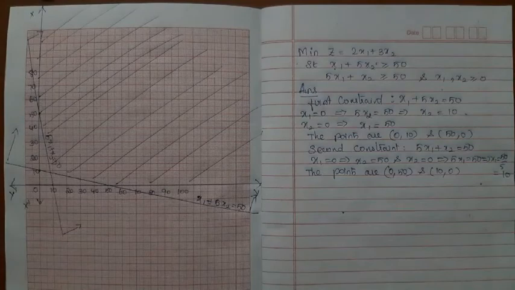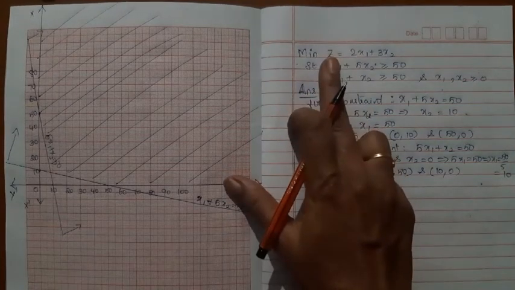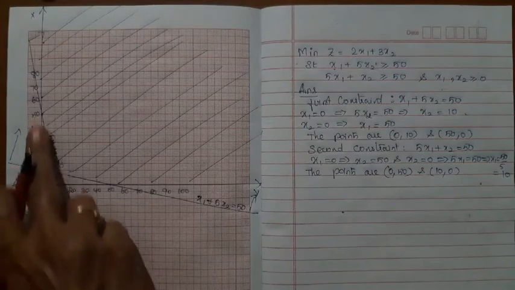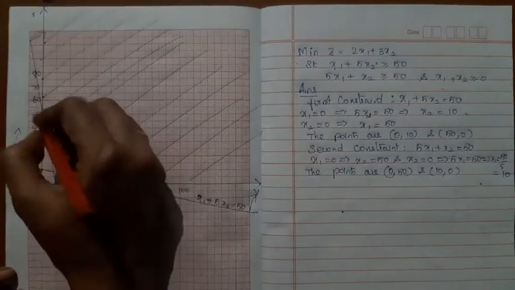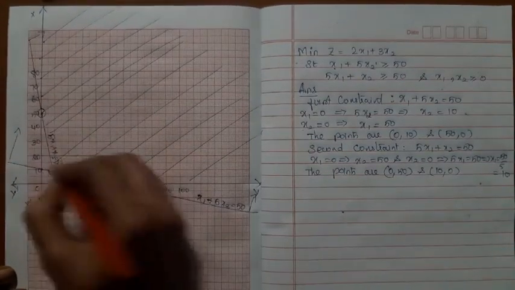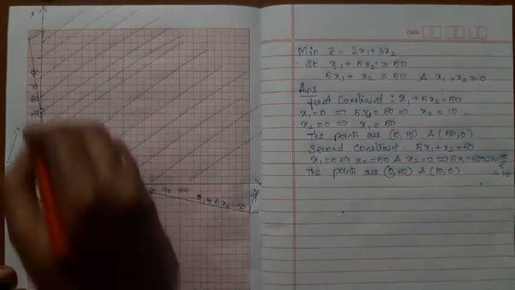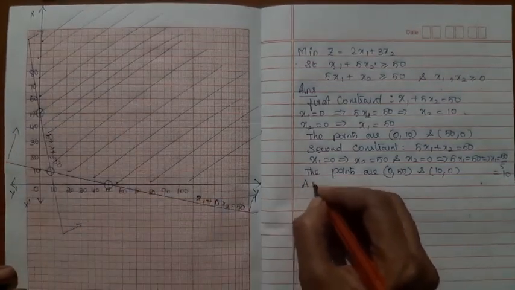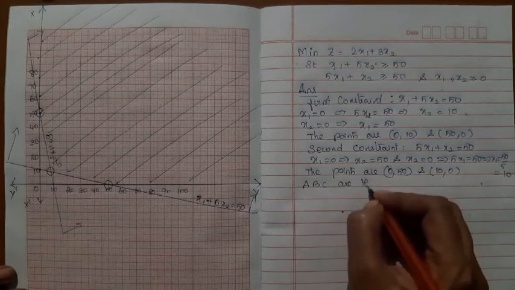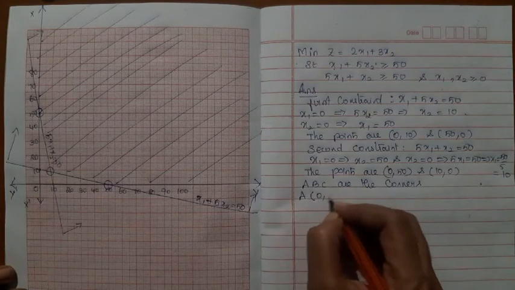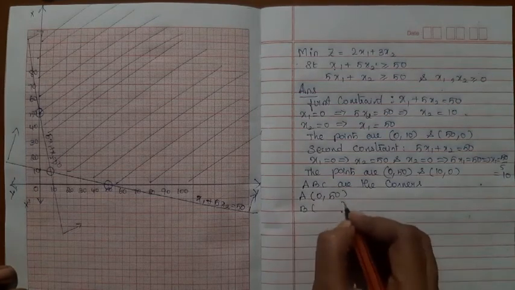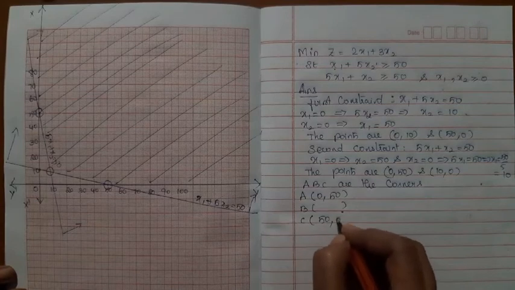Your region is unbounded. But when the problem is of minimization type, the corner which is close to the origin will give you the optimum solution. Even though region is unbounded, you should not say that the solution is unbounded because the problem is of minimization type. So you consider the corners which are visible. So A, B, C are the corners which are visible, right? What is A? 0 comma 50. What is B? You should solve for it. What is C? 50 comma 0.